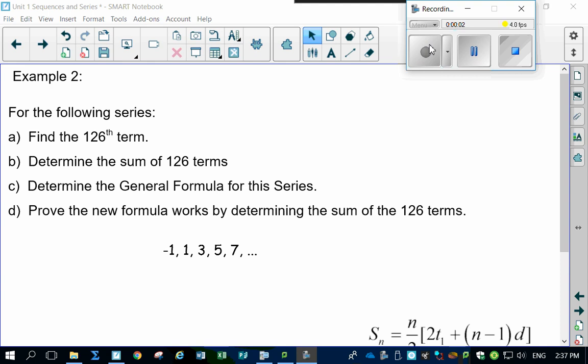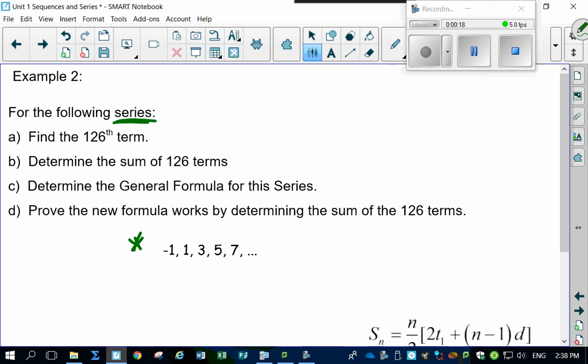Let's start using the formula we developed in the last podcast. We looked at a question back then, but now I want to look at another question. Question number 2, and check this out. It says, for the following series. Well, what series? Oh, there it is. Well, that's not a series.